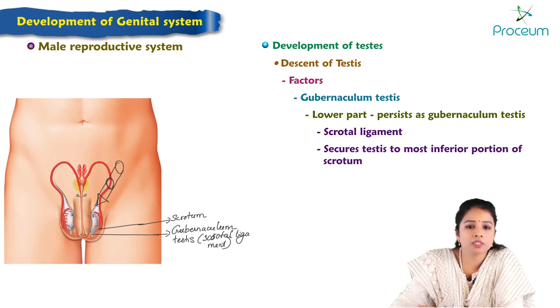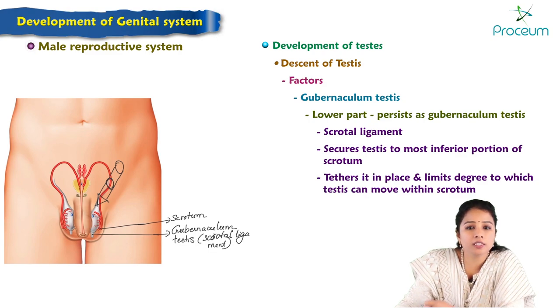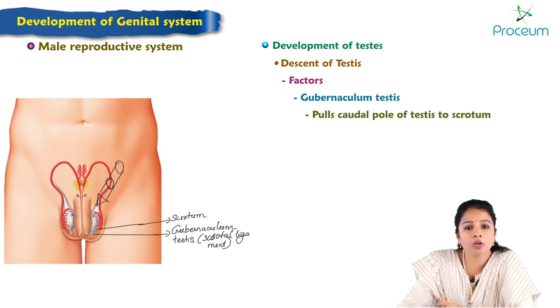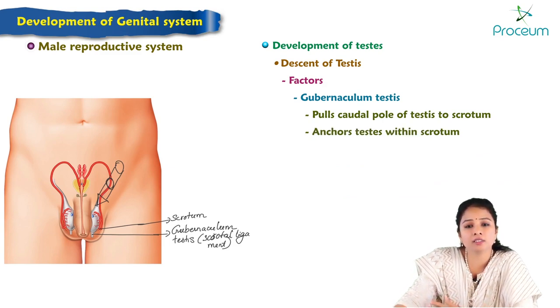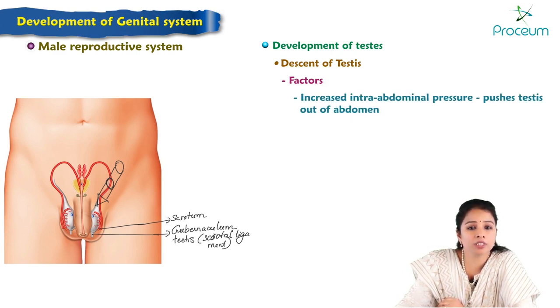Which secures the testis to the most inferior portion of the scrotum, tethering it in its place and limiting the degree to which the testis can move within the scrotum. Hence, the gubernaculum pulls the caudal pole of the testis to the scrotum and eventually anchors the testis within the scrotum. Next, increased intra-abdominal pressure is one factor which also helps in the descent of the testis, because this increased intra-abdominal pressure helps to push the testis out of the abdomen.